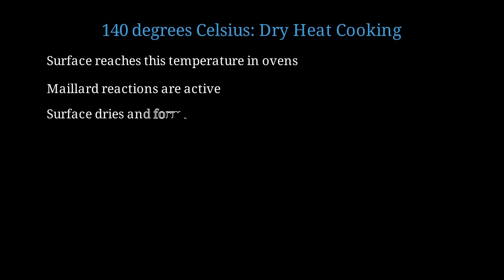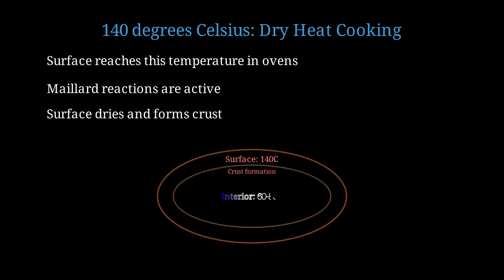The surface dries rapidly and forms a crust. This crust helps retain moisture in the interior of the meat. This cross-section shows a roast at 140 degrees oven temperature. The outer layer reaches high temperature and forms a crust, while the interior remains at a lower temperature and retains moisture.